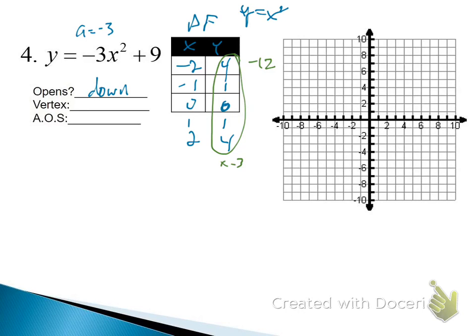So we get -12, -3, 0, -3, -12. And we want to go plot those points and then draw your parabola. Okay? Now we want to find out what the shift is.